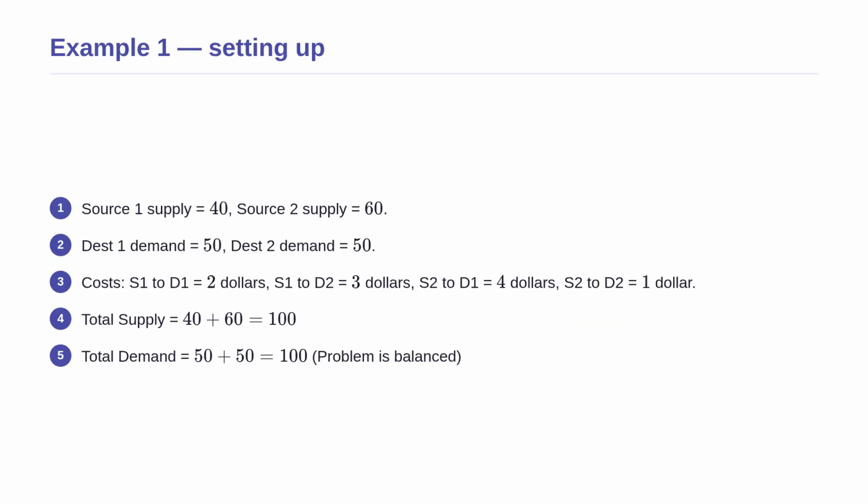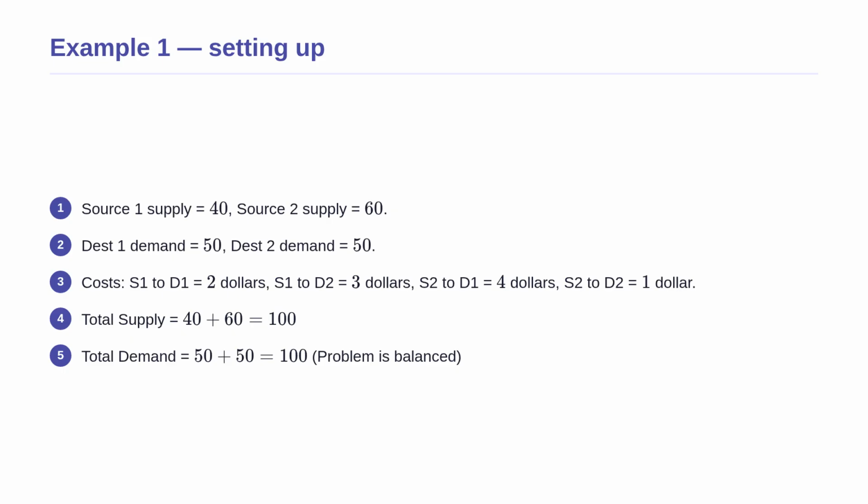We have two factories, Source 1 and Source 2, and two warehouses, Destination 1 and Destination 2. Source 1 has 40 units and Source 2 has 60 units. Both destinations demand 50 units each. We are also given the shipping costs for each route, ranging from $1 to $4 per unit.